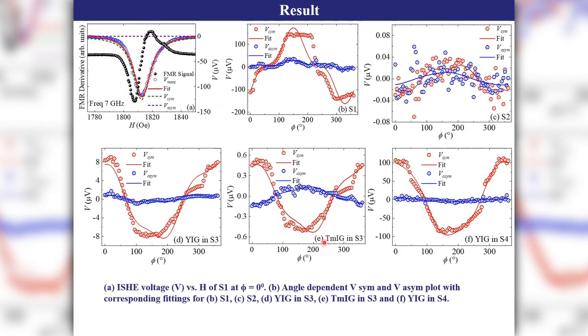These are the fitted values. This is the FMR derivative, and this is the symmetric and anti-symmetric data that we have fitted to find out the spin pumping values for all the data. As you can see, these were fitted using the symmetric and asymmetric equation that I have shown in the earlier magnetization dynamics slides.